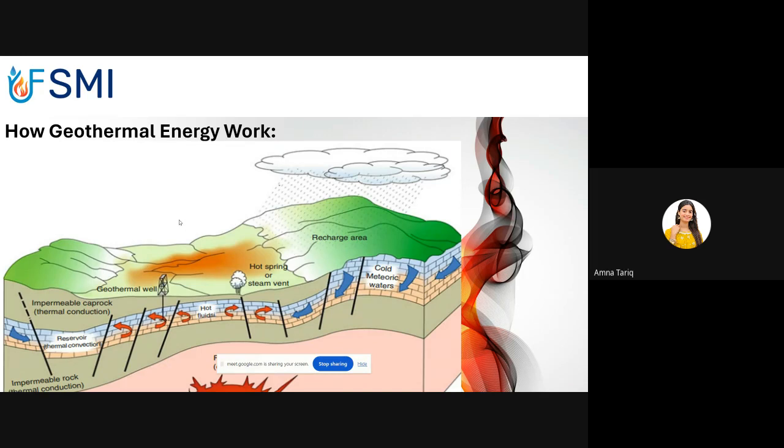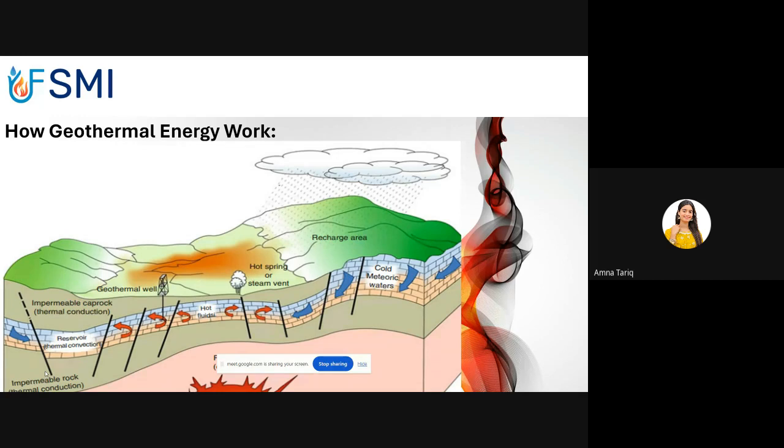Okay, so with the help of this diagram, we understand how geothermal energy works. So first we see the permeable cap rocks. This is a layer of rock that traps the hot water underground. It acts like a lid.